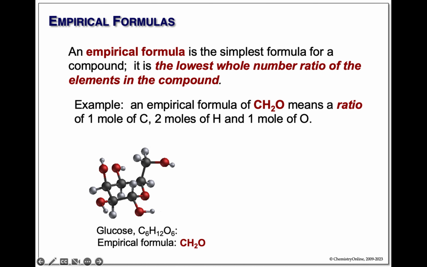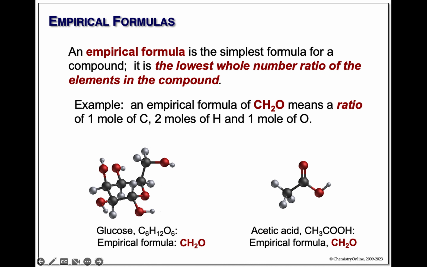The empirical formula is what you get from analysis, and that's what we're going to do. But it really doesn't tell you too much more about the molecule except for the mole ratio of the elements. For example, we said glucose and acetic acid have the same empirical formula, but obviously they're very different compounds.